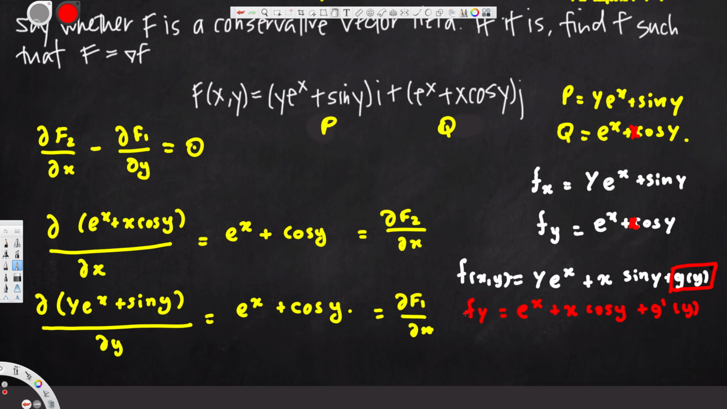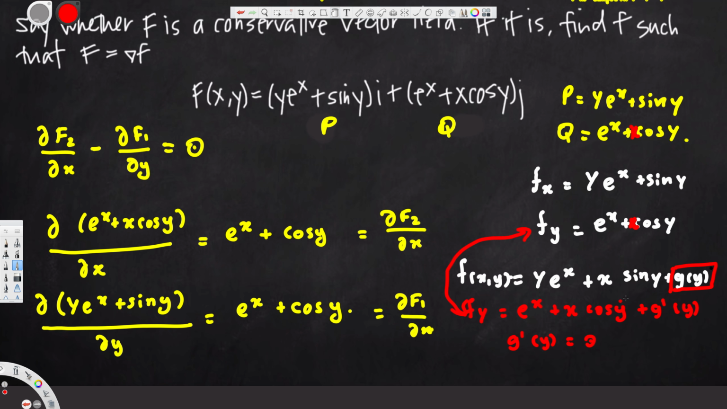If I compare these two, you can see we have e^x, x cos y on both sides. But g prime of y, we don't have that right here, right? So from this we can see this must be equal to this one. It means g prime of y should be equal to 0, because we don't have any value after this.